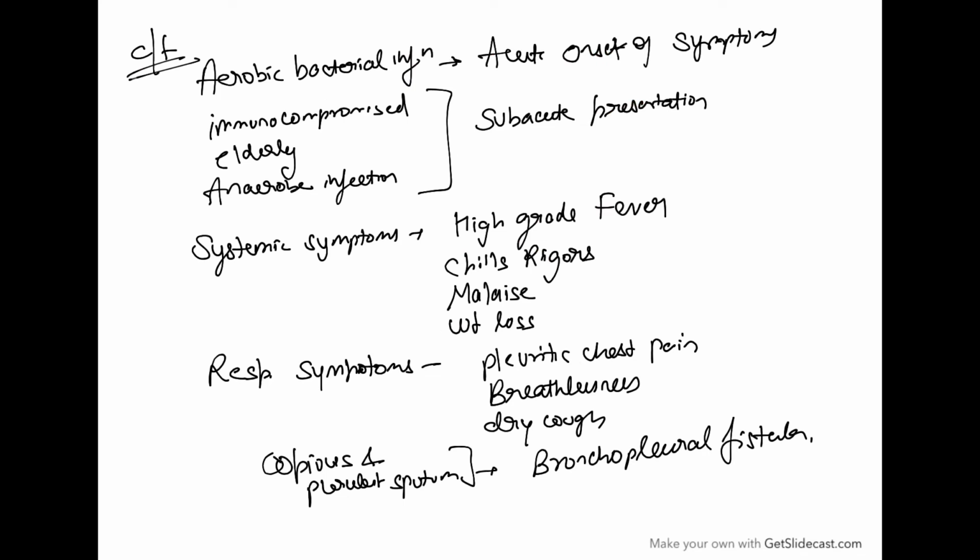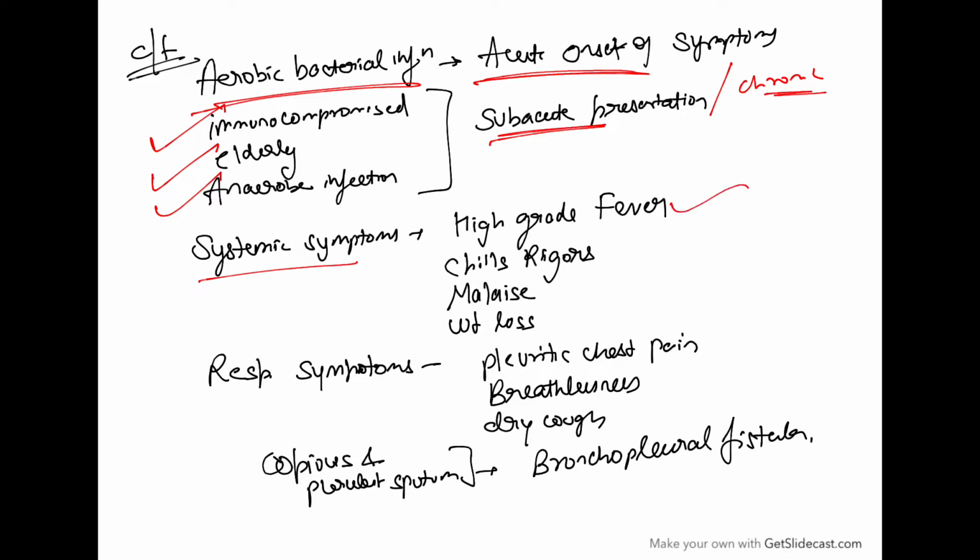Now, what are the clinical features? In aerobic bacterial infection, usually there is an acute onset of symptoms, while in case of immunocompromised, elderly and anaerobe infection, there is a subacute or chronic presentation. Systemic symptoms would be like high-grade fever, chills, rigors, malaise, weight loss.